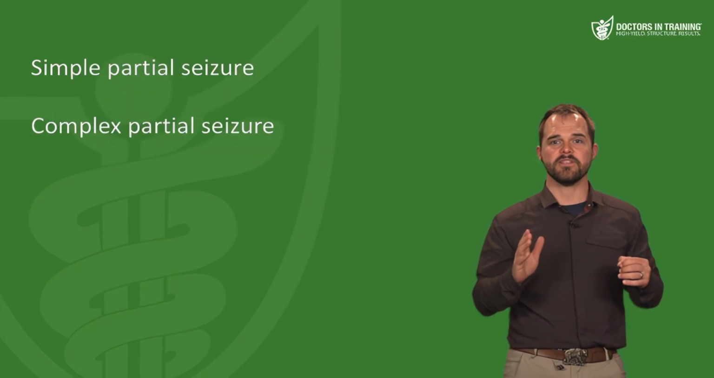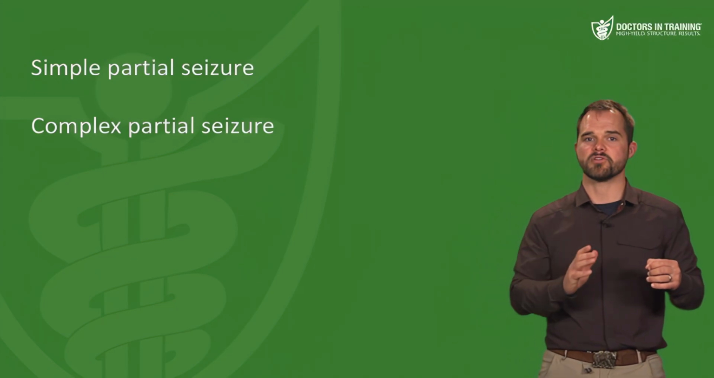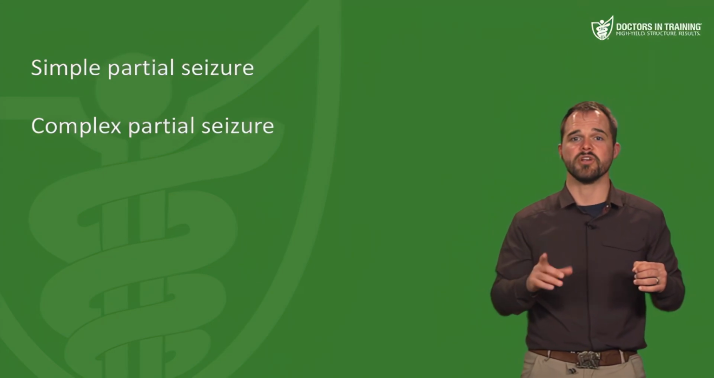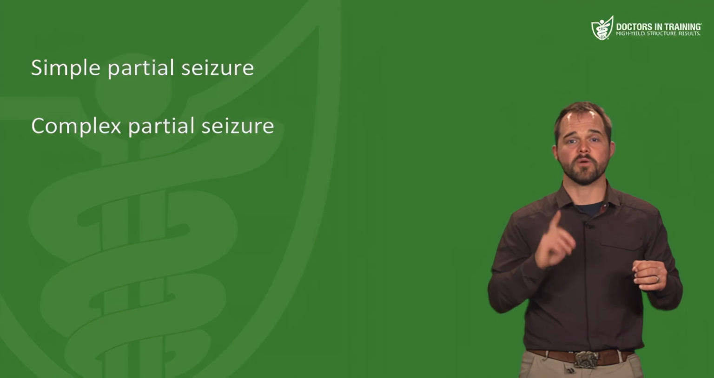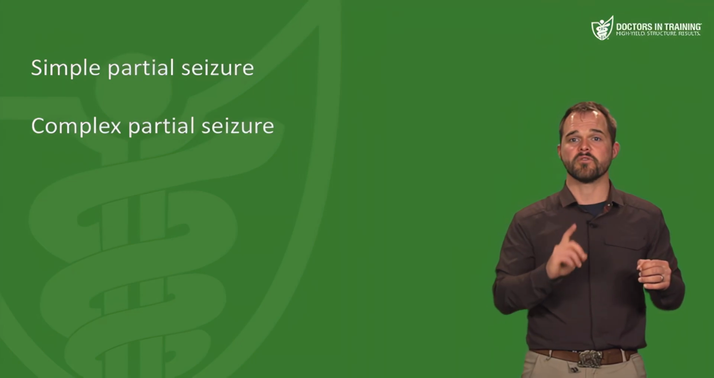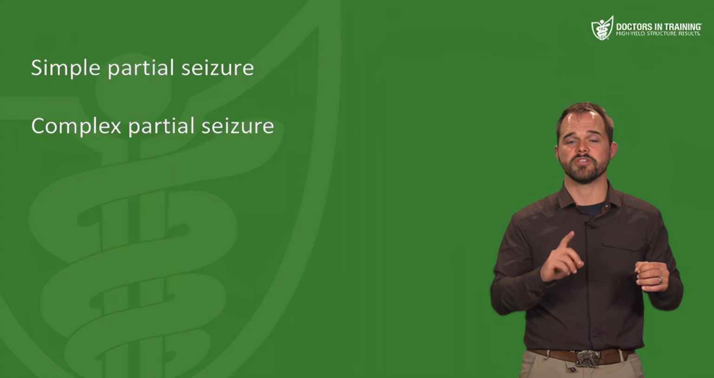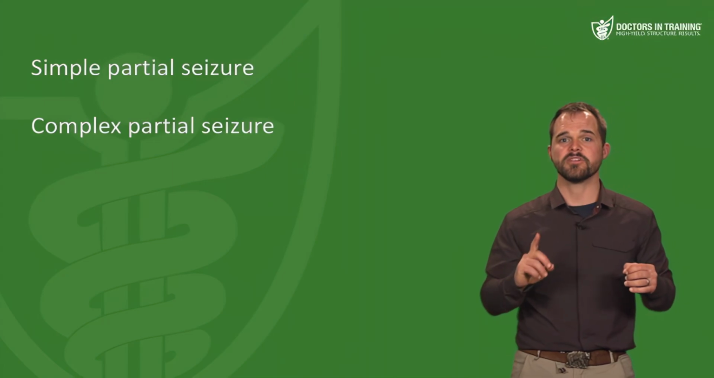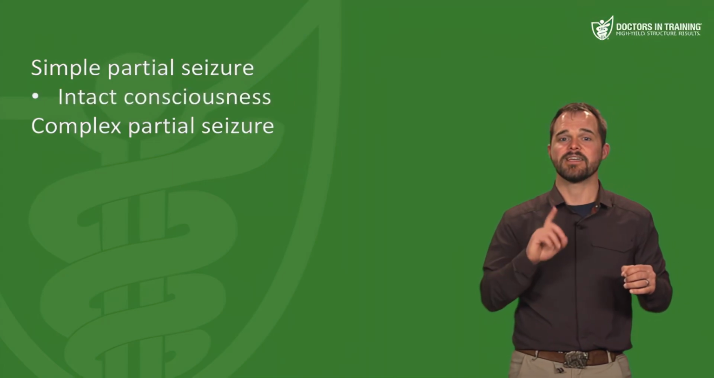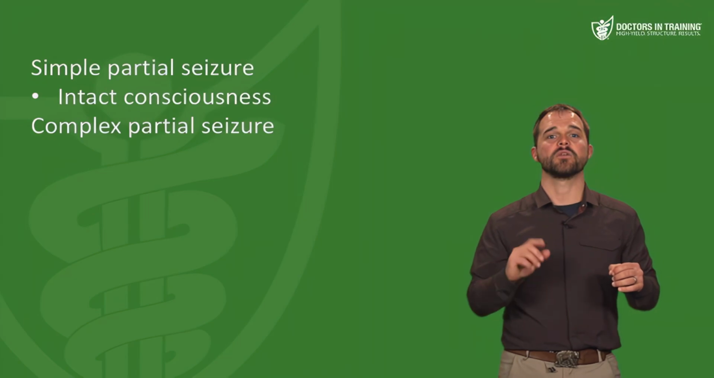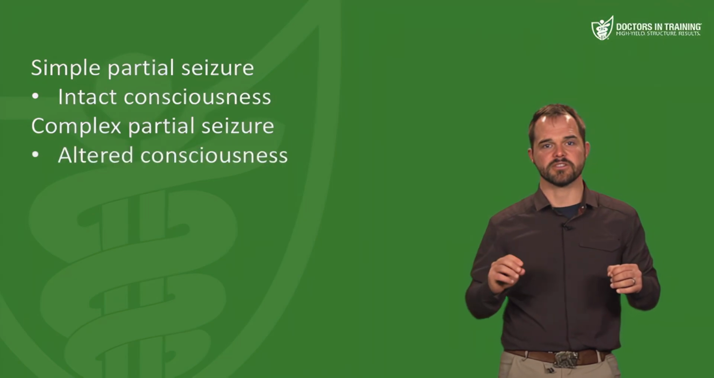The next thing we need to know is the difference between a simple partial and a complex partial seizure. Again, both of them are staying in one part of the brain. The simple is referring to the absence of alteration of consciousness. So these patients have intact consciousness. A complex partial seizure is when there is an alteration of the consciousness.